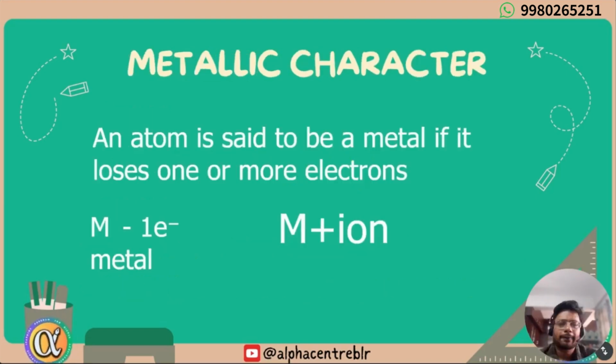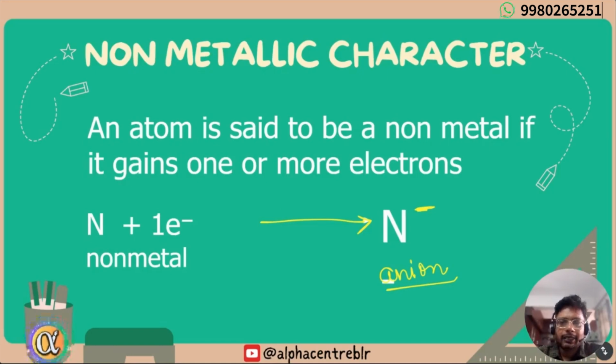Okay, the next property is metallic and non-metallic characteristic. Metallic characteristic means the ease of losing an electron. An atom is said to be a metal if it loses one or more electrons. So a metal generally loses an electron and becomes a cation. If M loses one electron, it becomes M plus ion. Similarly, non-metallic characteristic is when an atom gains one or more electrons to become an anion.